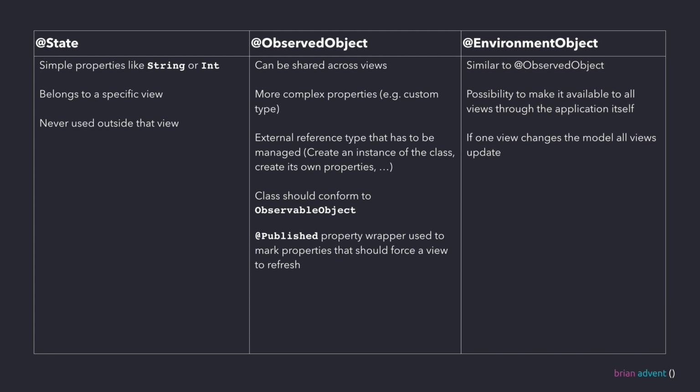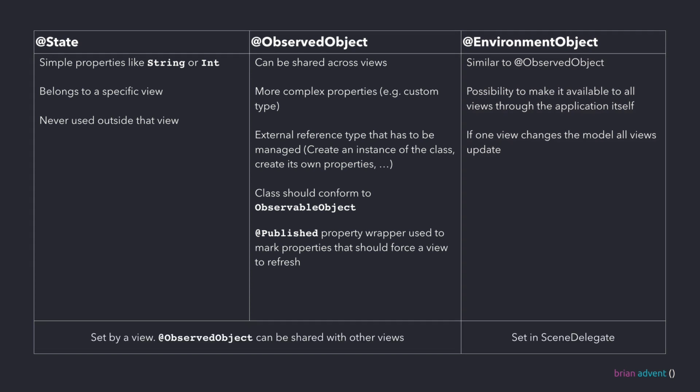So just to summarize that, we have State and we have ObservedObject, and both of these types of properties are set by a view. And in comparison to State, ObservedObject can be shared with other views, and State always belongs to a specific view. And EnvironmentObject can be set in SceneDelegate, and we can make it available throughout our whole application.